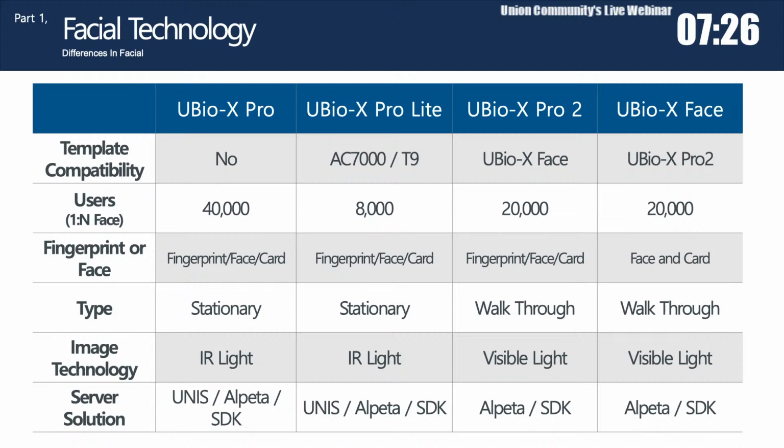When you're looking at our UBio Pro, it's a totally separate system on its own. And the main reason users choose this particular device is the number of 1 to N facial users that it can support, up to 40,000. And then you're looking at the Pro Lite and the AC7000/T9. They can have up to 1 to N of 8,000. And that's a different algorithm altogether that we use. And then when you're looking at the Pro 2 and the X Face, they both support 1 to N facial of 20,000 users.